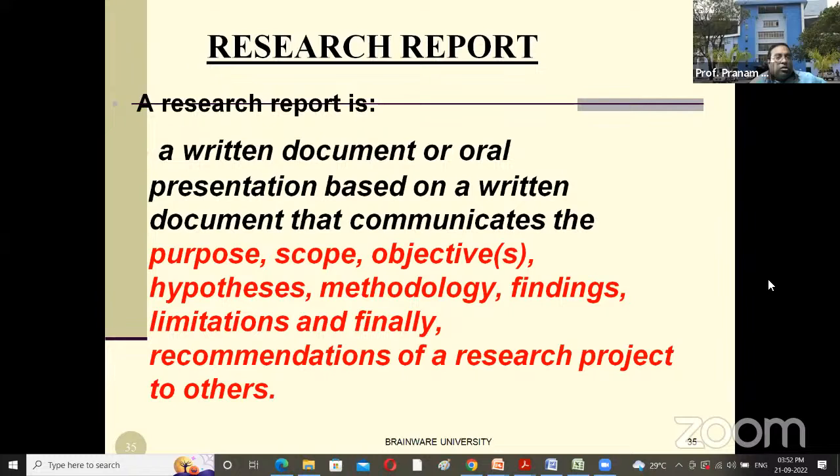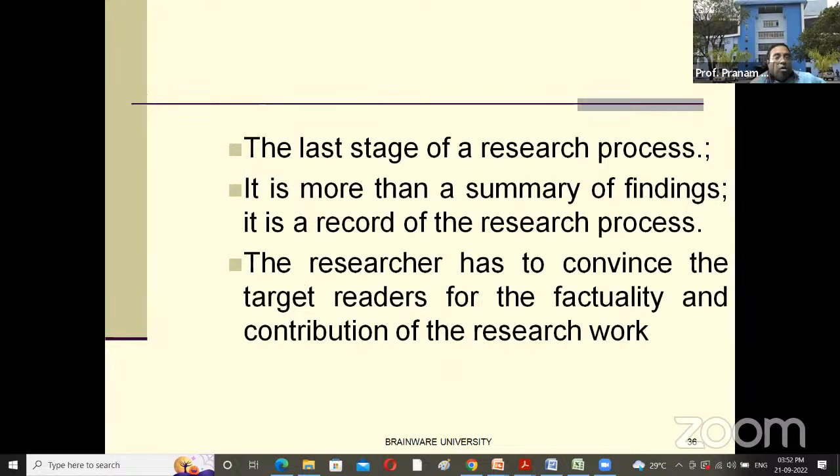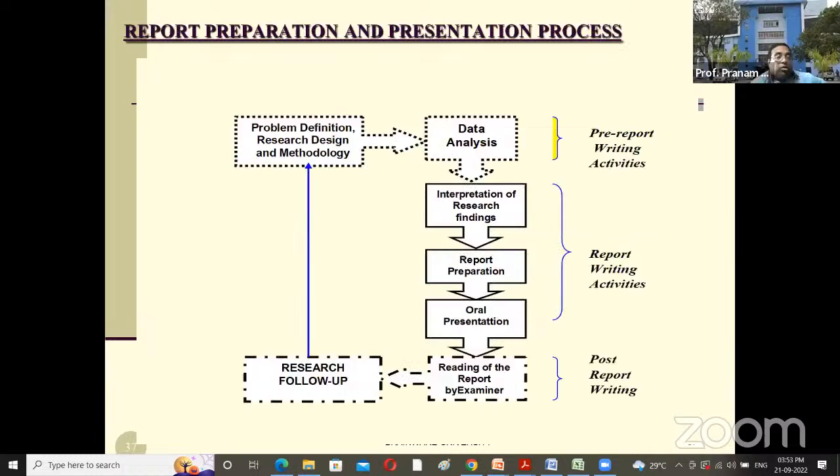So what is a research report? A research report is a document or oral presentation based on a written document that communicates the purpose, scope, objectives, hypothesis, methodology, findings, limitations, and finally recommendations of a research project to others. Now, research report writing is the last stage in the research process. It is more than a summary of findings. It is a record of the research process. The researcher has to convince the target readers of the factuality and contribution of the research work.